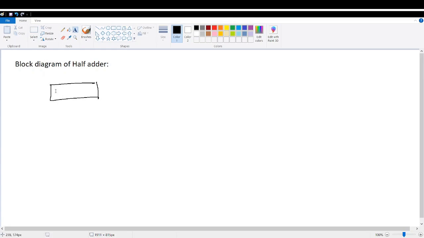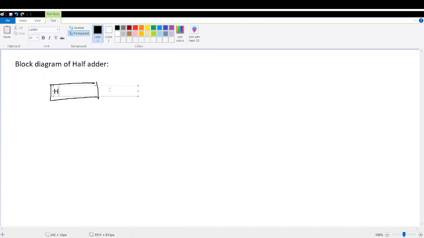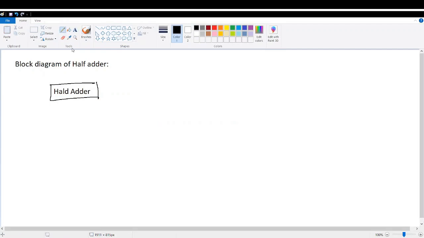So let's say this is my half adder, in which we have to write how many inputs and how many outputs, correct? So let's say two inputs will be there. For your half adder we will have two inputs and two outputs. I will name my inputs as A and B, and my outputs are sum, my first output, and carry, my second output. This is my block diagram.